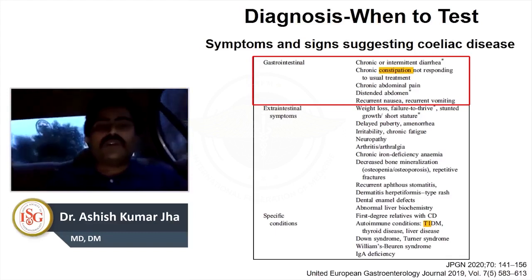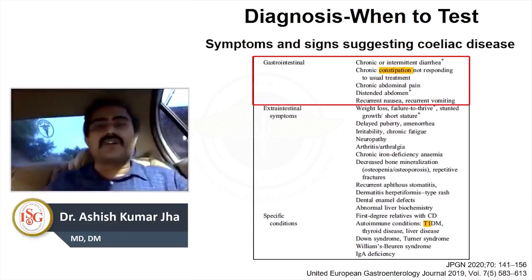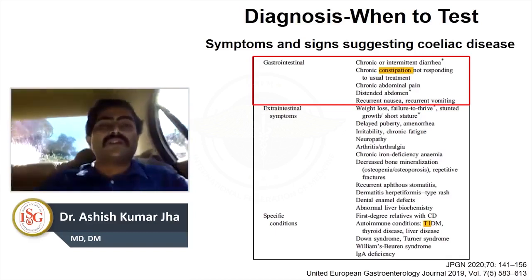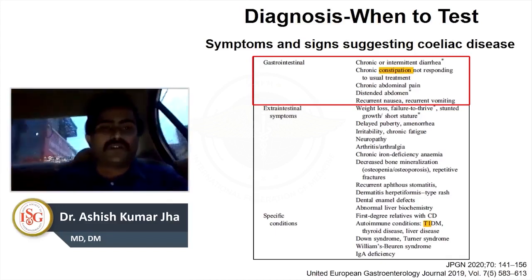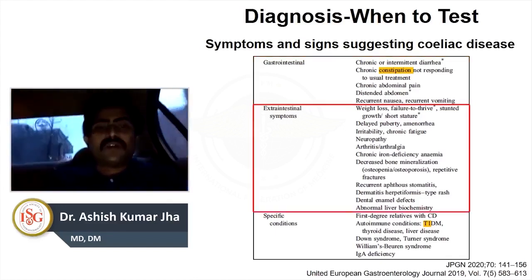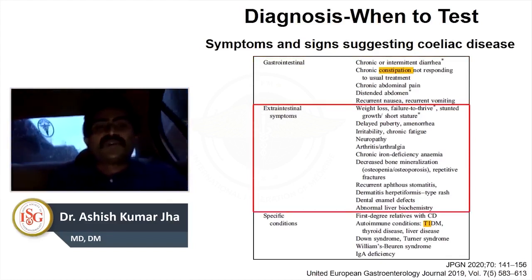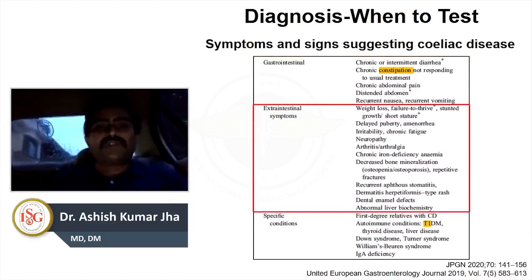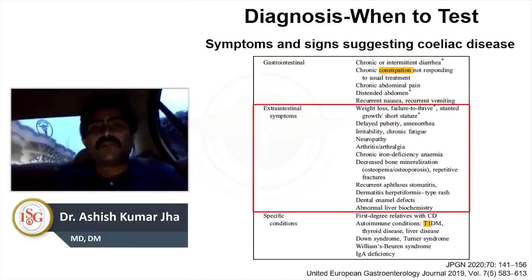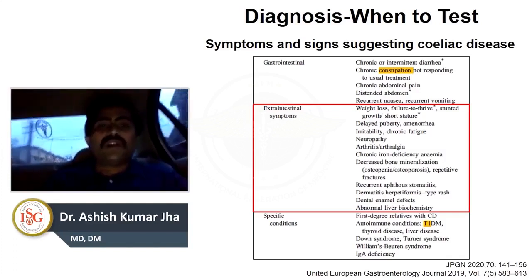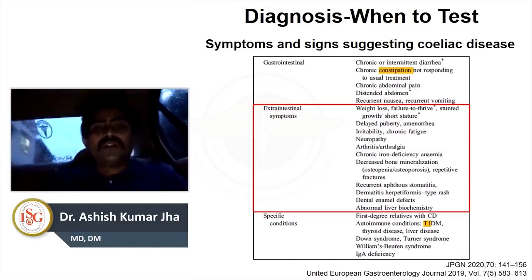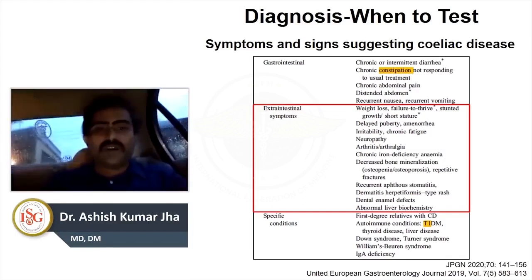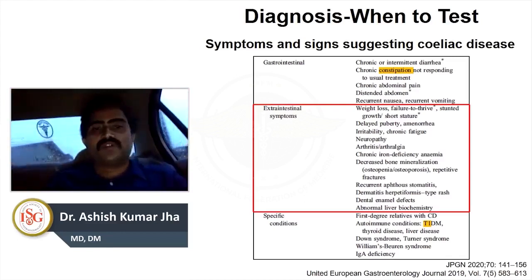Chronic abdominal pain, abdominal distension, recurrent nausea and recurrent vomiting are the other gastrointestinal features. Extraintestinal features were already covered; I'm just summarizing: weight loss, failure to thrive, stunted growth, short stature, delayed puberty, amenorrhea, irritability, chronic fatigue, neuropathy, arthralgia, iron deficiency, especially chronic iron deficiency anemia, and decreased bone mineralization, especially osteopenia and osteoporosis.